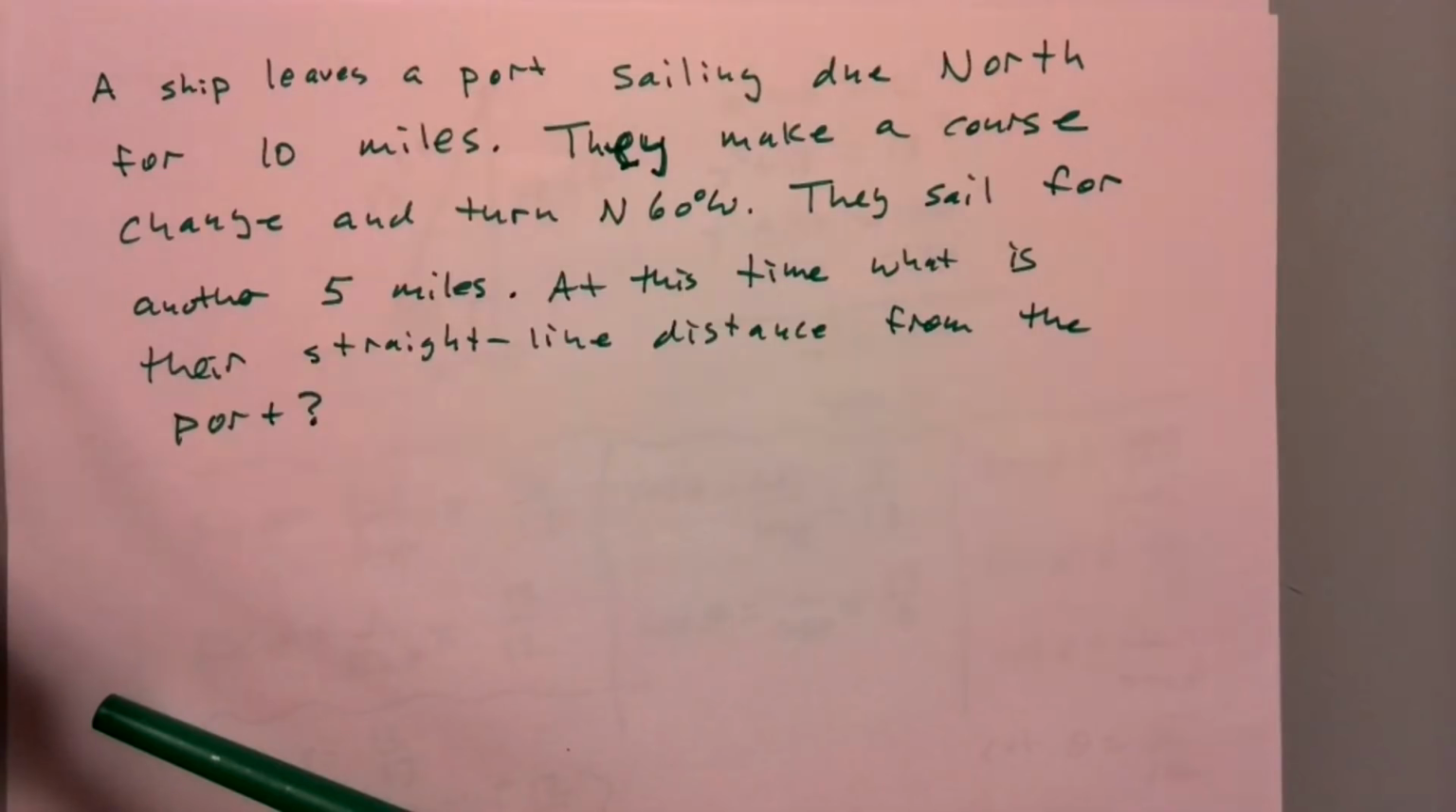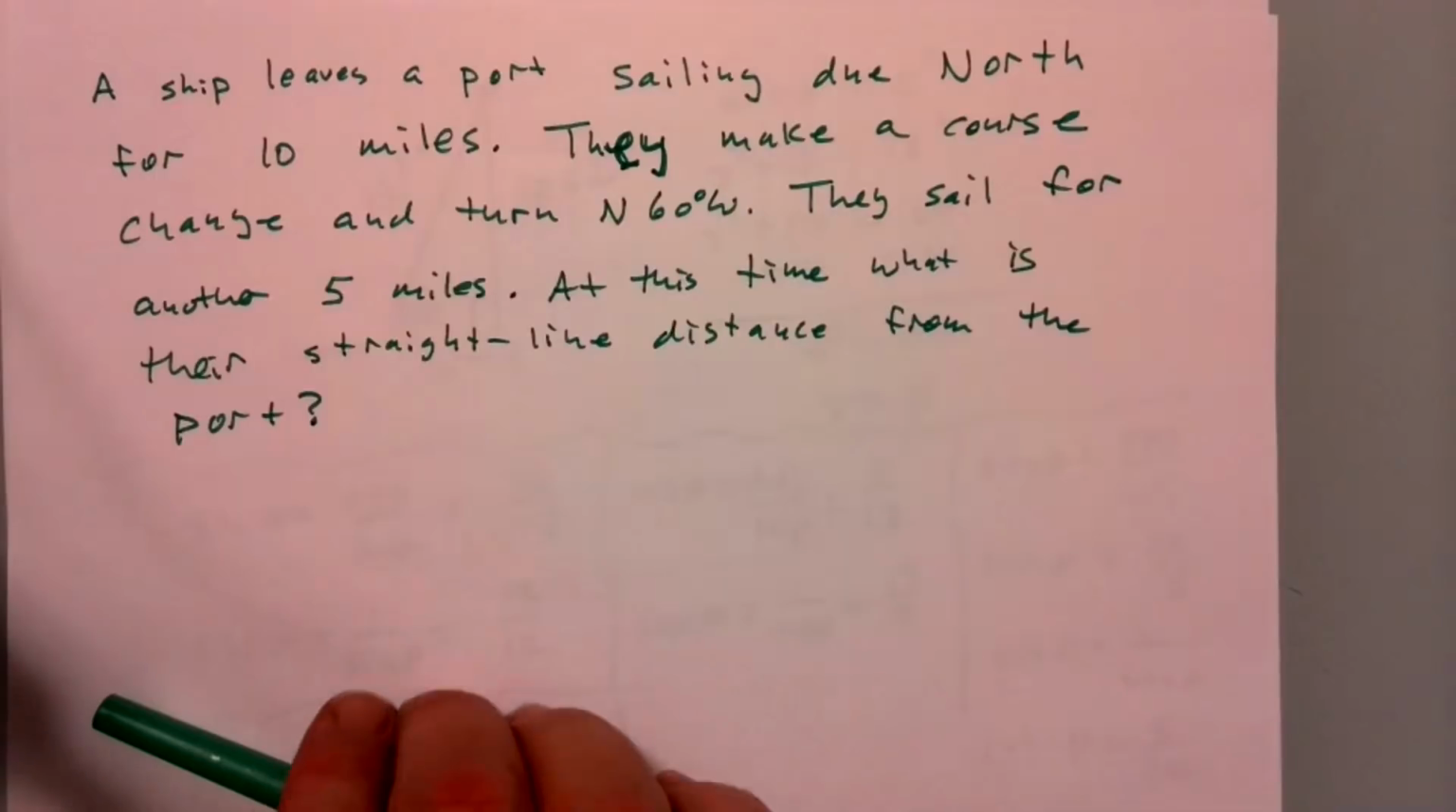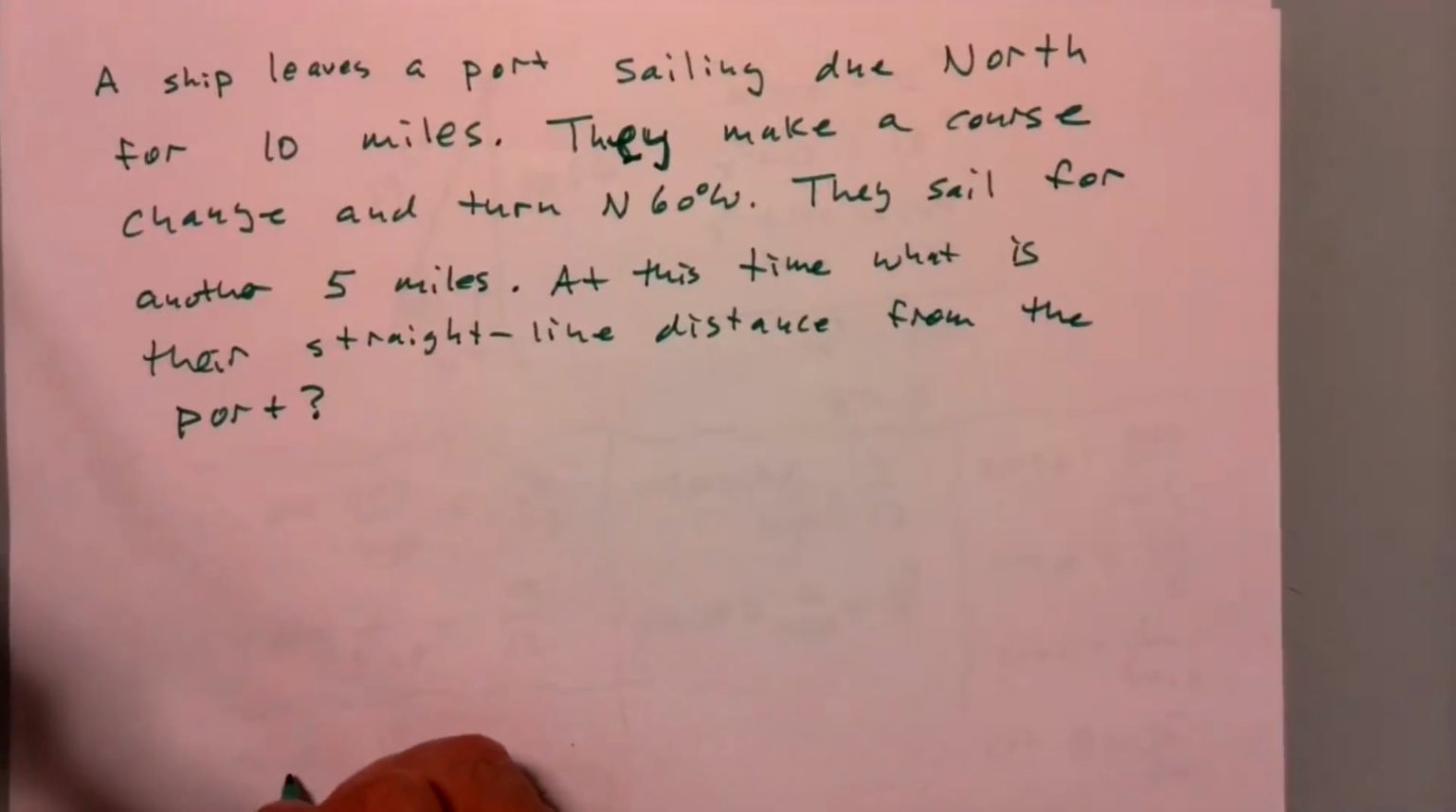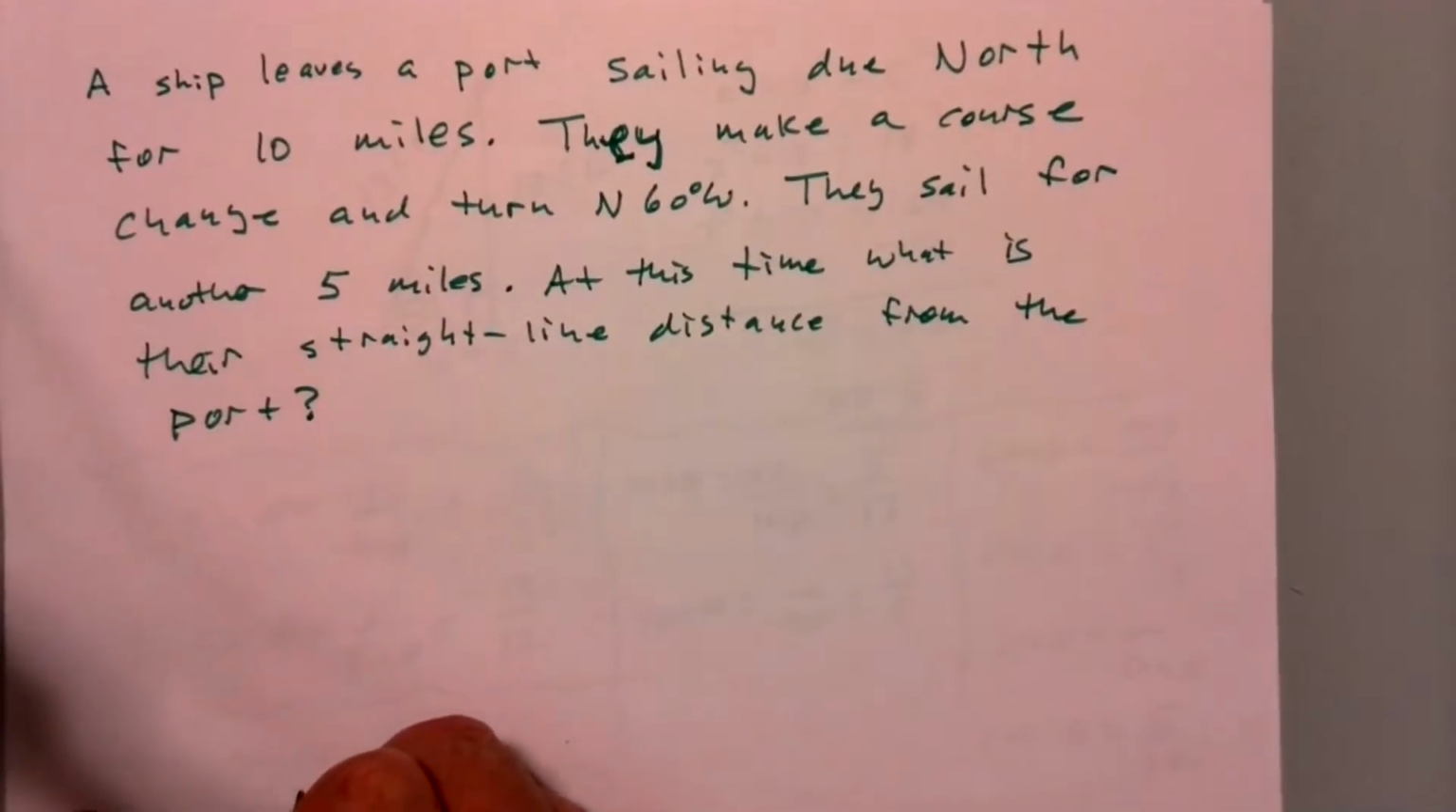A ship leaves a port sailing due north for 10 miles. So it's going 10 miles due north. They make a course change and turn north 60 degrees west. So what that means is 60 degrees west of north. And they sail for another 5 miles. So let's draw a diagram here.